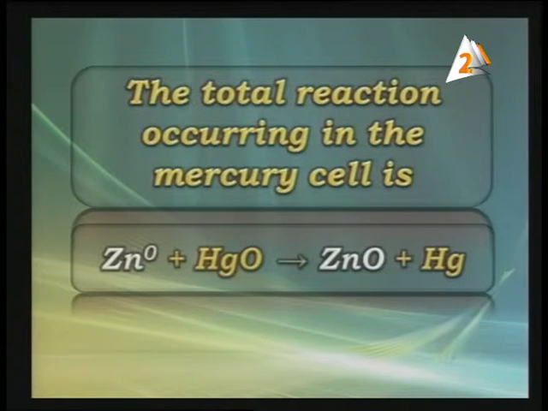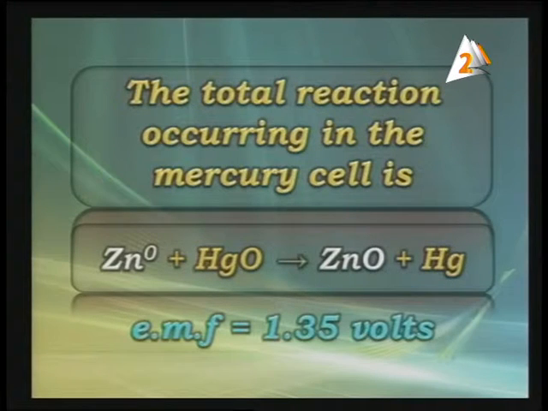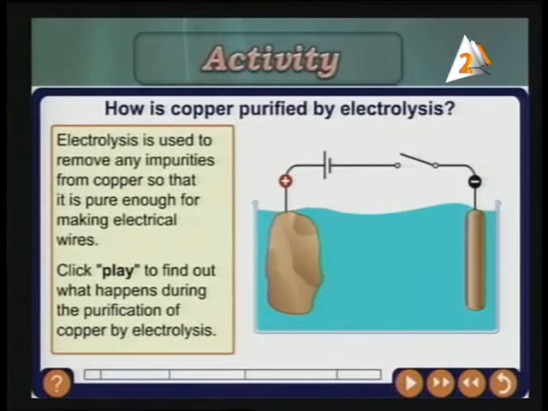The second one: EMF equals 1.35 volts. So we have one total reaction that happened here. We have zinc that reacts with mercury oxide and gives us zinc oxide plus mercury here.